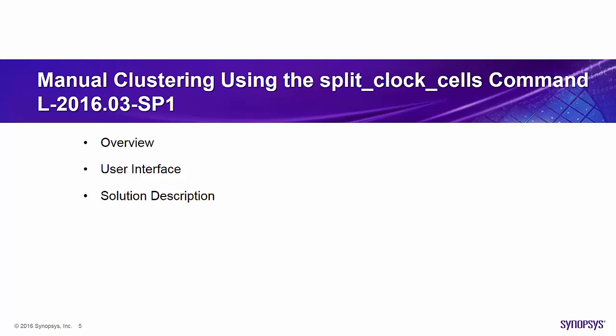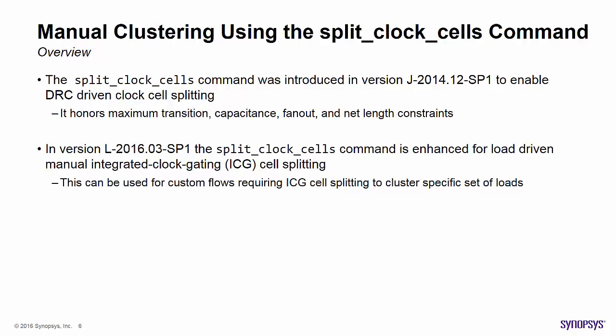Let us first go over manual clustering using the split clock cells command. DRC-driven clock cell splitting was introduced in 2014.12 SP1 through the command split clock cells. In 2016-03 SP1, split clock cells has been enhanced to support splitting ICGs such that they drive a user-defined set of load clusters. This can be used for custom flows requiring manual ICG splitting based on user requirements.